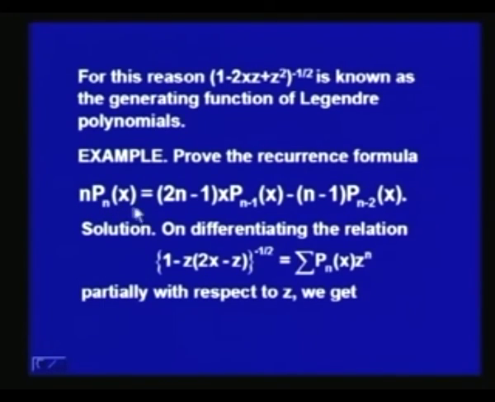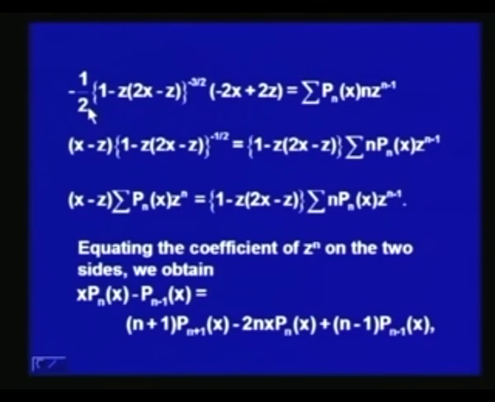So, in order to establish this result, we shall make use of the generating function of Legendre's polynomial, that is (1 minus z(2x minus z))^(minus half). We know that this is equal to sigma Pn(x) z^n. When we differentiate this with respect to z partially, we will get minus half into (1 minus z(2x minus z))^(minus 3 by 2) into (minus 2x plus 2z), while the right hand side will become sigma Pn(x) into n z^(n minus 1).